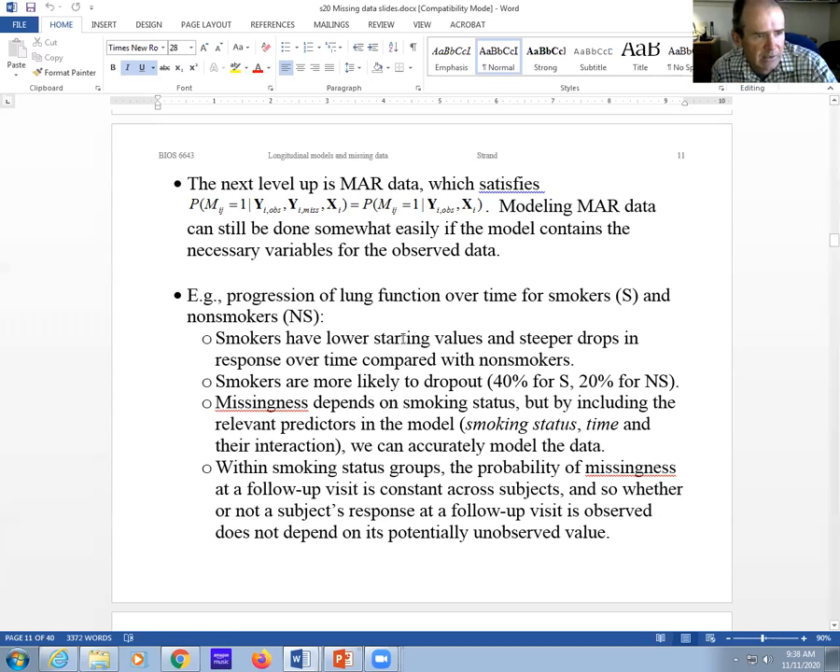So the example is, let's say we have a study where we're looking at progression of lung function over time. One project that would be relevant here is a COPD gene study that I worked on, and that was actually the talk I had to give right before I rushed back to you guys. So that's a big study, the COPD gene study. It's a multi-center study. There's more than 20 centers involved in this.